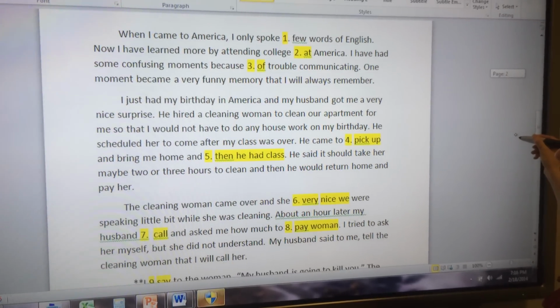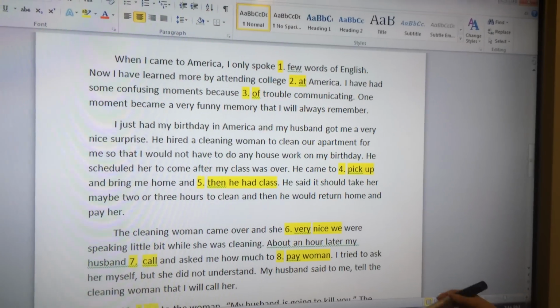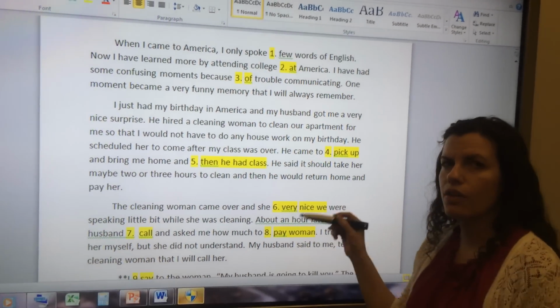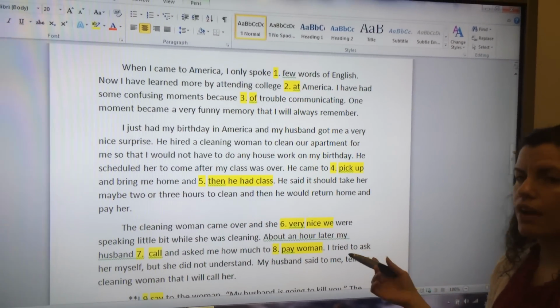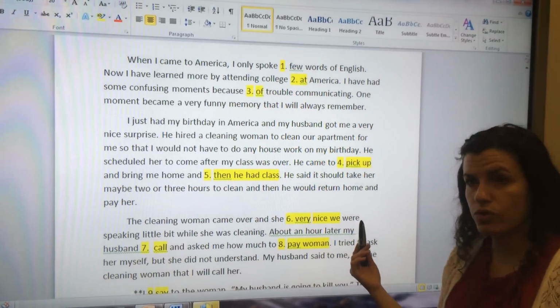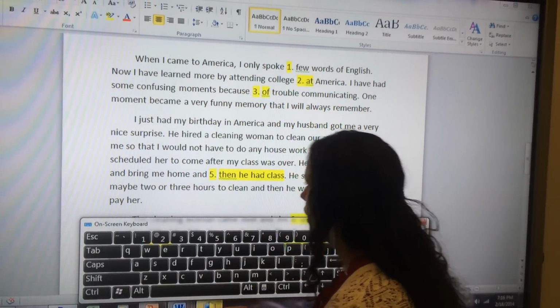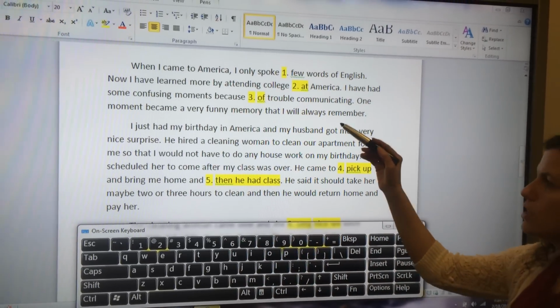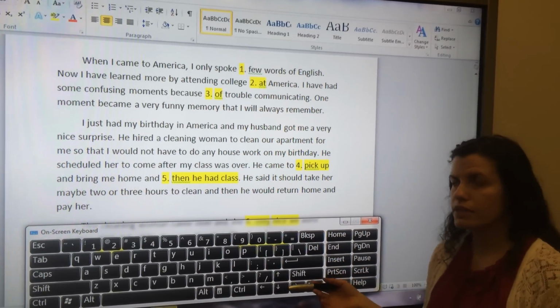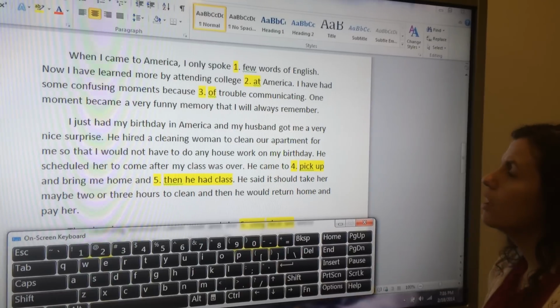So here we have an essay, and you can see that I've highlighted some things in yellow and I've numbered them. Those are the areas where we're checking our tense and our word choice. I'll just bring up the keyboard here. Okay, so as I come to each number, I'm going to correct it right as I read along.